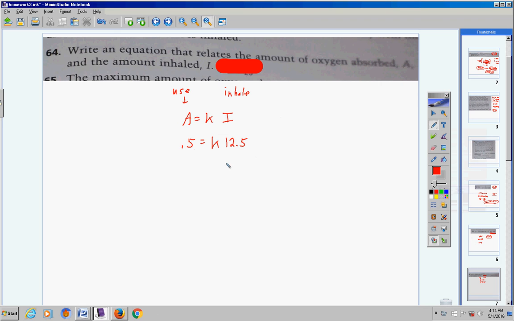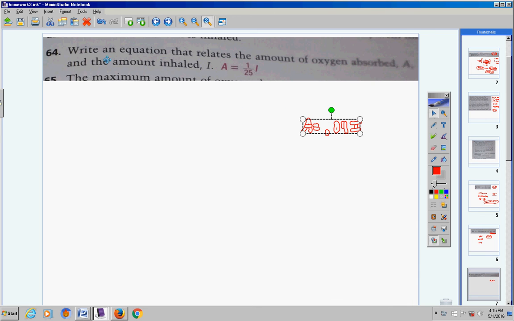Now divide both sides by 12.5 and you're going to get 0.04 for k. So now I can substitute 0.04 in for k. So here's my new model: A equals 0.04I. So there's my answer to number 64. Okay? All right, let's erase this and let's continue on. We're probably going to need this. And by the way, 0.04 is the same thing as 1 over 25. All right, let's copy that in case we need that later, which we probably will.